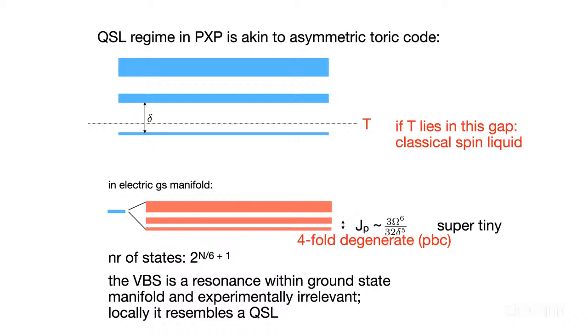Now, how many states will there be in this band? It's roughly the number of hexagons, but it's not exactly the number of hexagons, it's the number of hexagons plus 1. It's number of hexagons minus 1 plus 2. But the number of hexagons is the number of sites divided by 6. Within this picture, this VBS state is kind of irrelevant. The VBS is a resonance within this lowest manifold that really does not affect what happens at higher temperature.